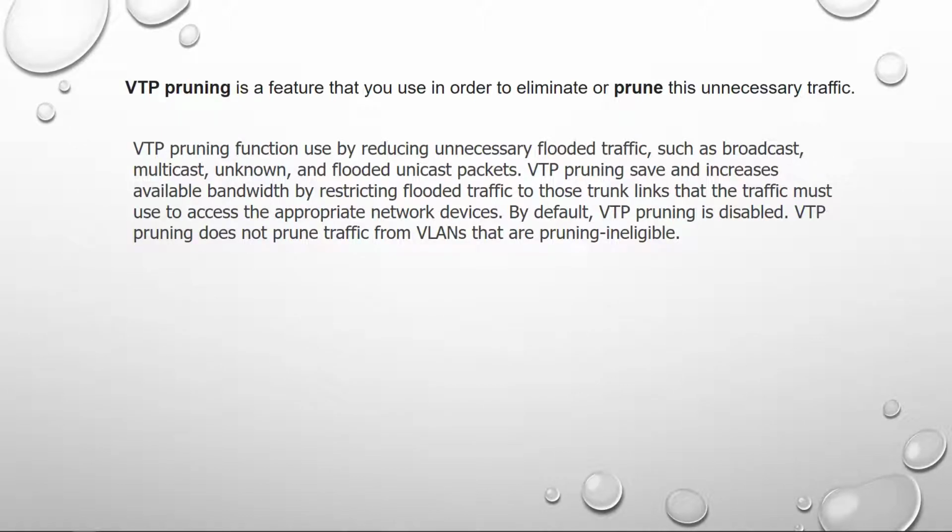VTP pruning functions by reducing unnecessary flooded traffic, such as broadcast, multicast, unknown, and flooded unicast packets. VTP pruning saves and increases available bandwidth by restricting flooded traffic to those trunk links that the traffic must use to access the appropriate network devices. By default, VTP pruning is disabled. VTP pruning does not prune traffic from VLANs that are pruned ineligible.